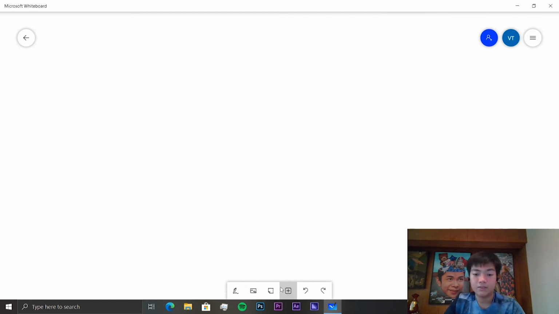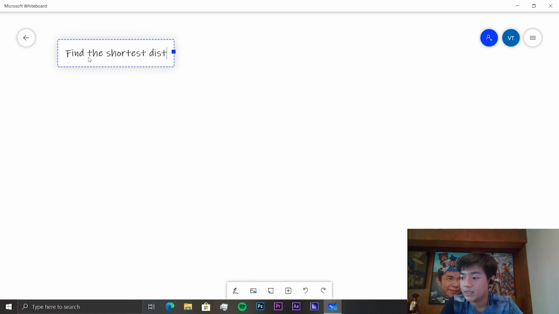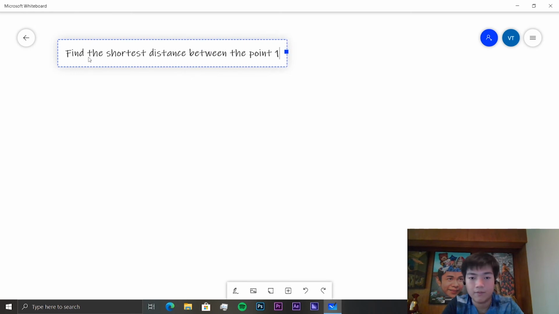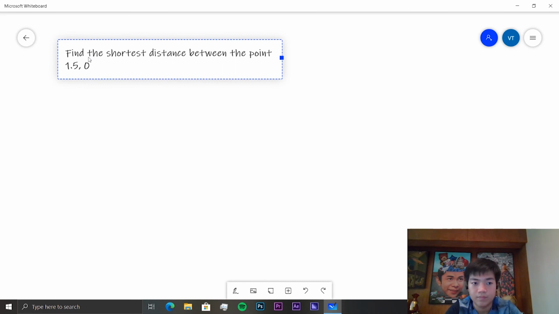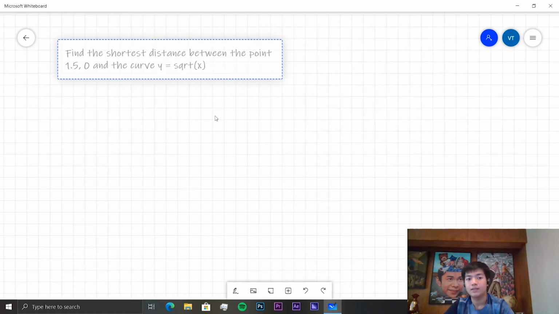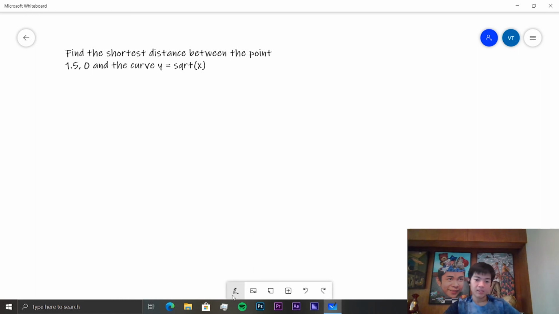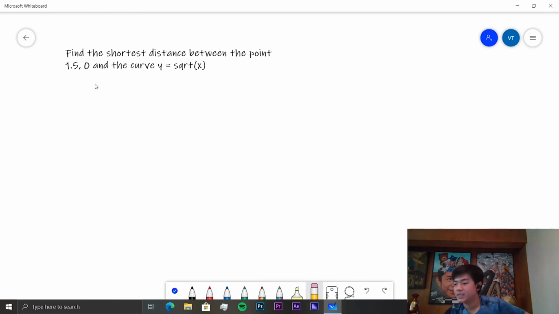Okay, now on to number 9, and it is find the shortest distance between the point (1.5, 0) and the curve y is equal to the square root of x. So, well, how are we going to calculate the distance between these 2 points? Well, I guess we could express it in terms of x.